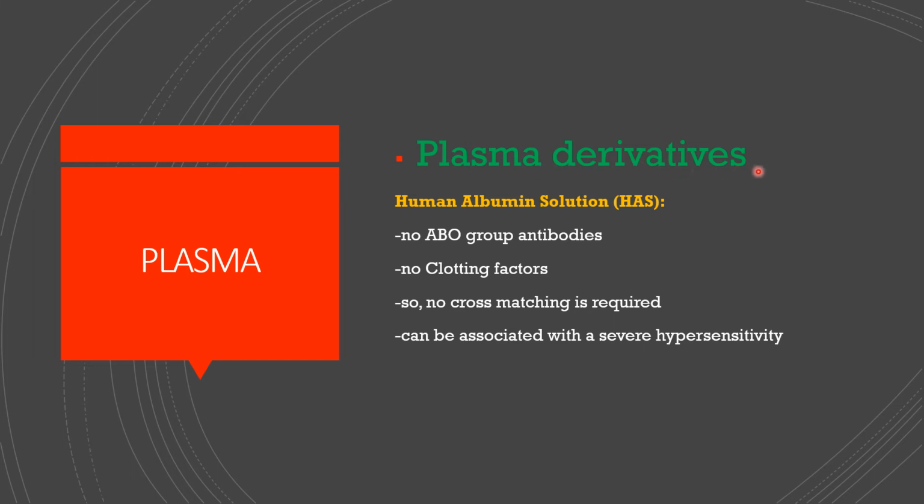Now, plasma derivatives. An example will include human albumin solution. Here, there will be no ABO group antibodies, no clotting factors, no need of cross-matching, but we must be extremely careful. Human albumin solution can be associated with very, very severe hypersensitivity. Must be extremely careful.